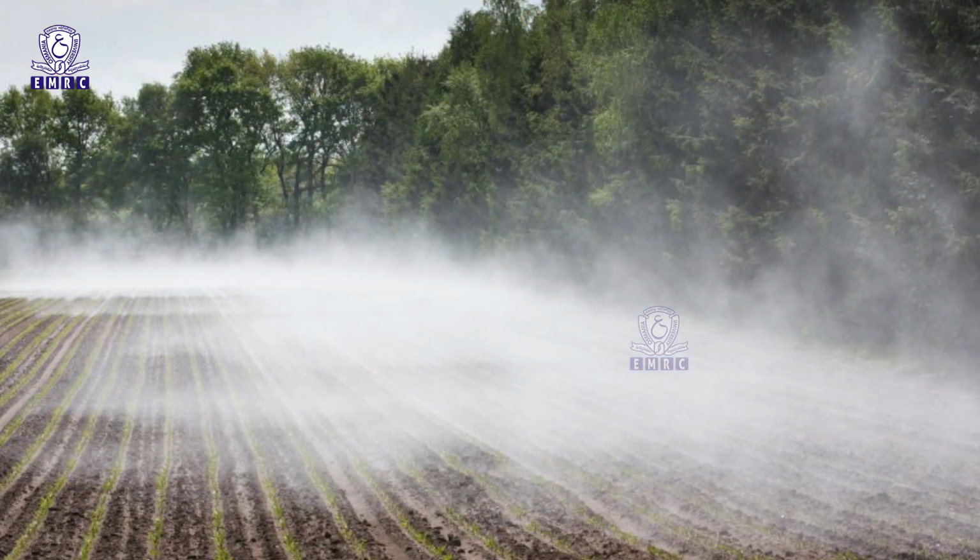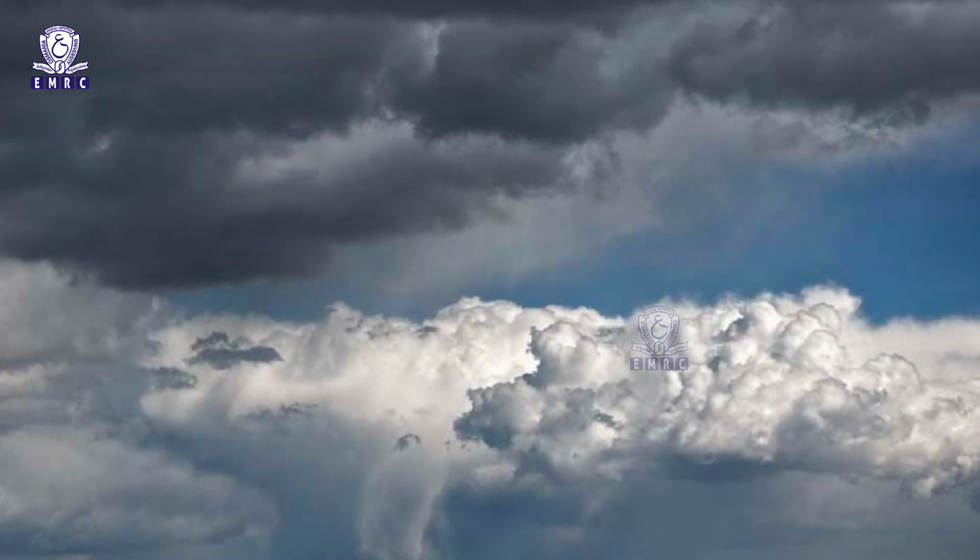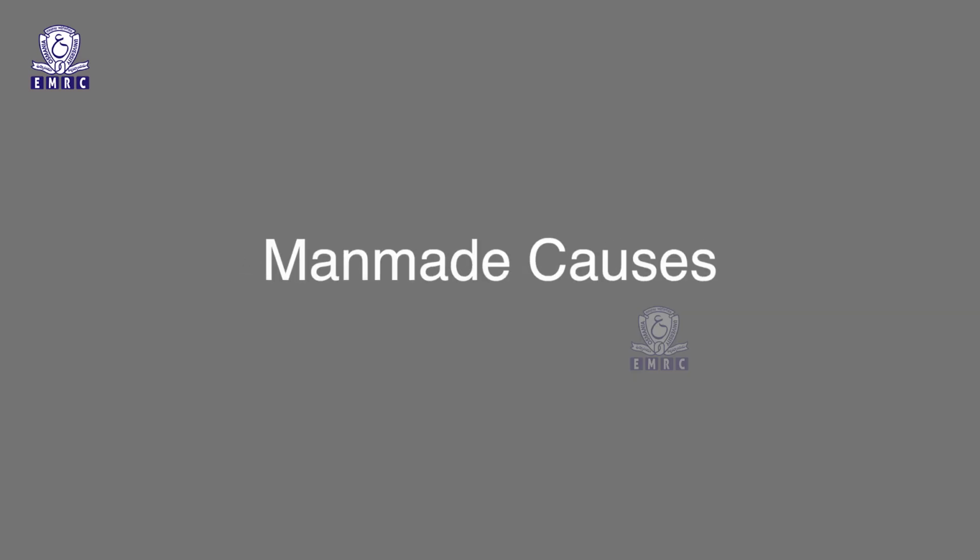When land is drier than usual, moisture still evaporates into the atmosphere, but not at a volume adequate to form rain clouds. The land effectively bakes, removing additional moisture and further exacerbating dry conditions. Let's look at the man-made causes.